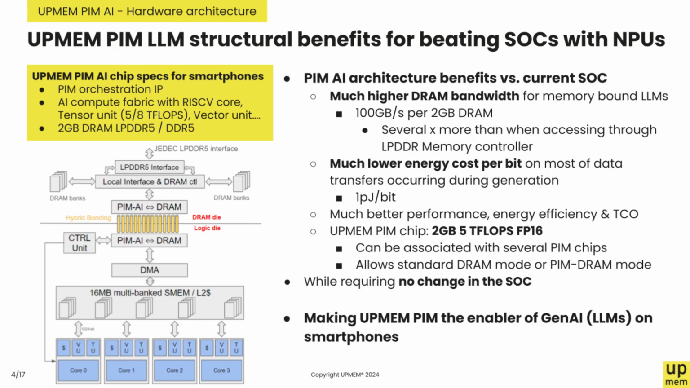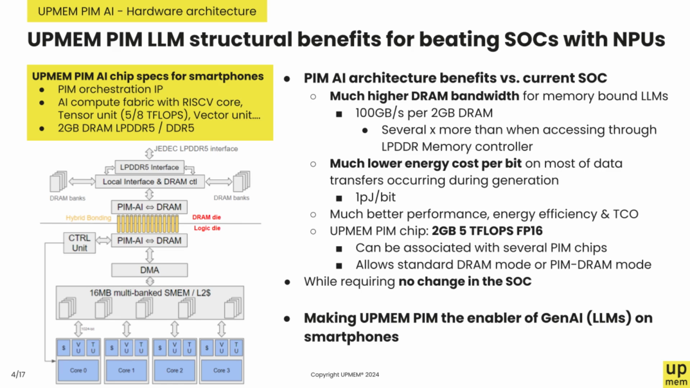And since we are not going through the memory controller, we are behind the memory controller, we have much better energy efficiency. We have less than 1 picojoule per bit when accessing the memory, meaning that we have much better performance because of the compute that the RISC-V processor will allow us, and because of the much better energy efficiency, we'll have a better total cost of ownership as well.